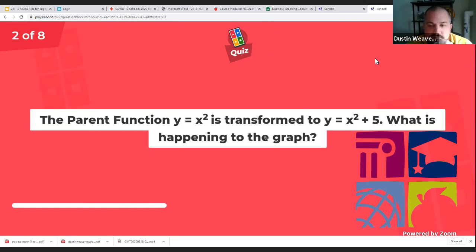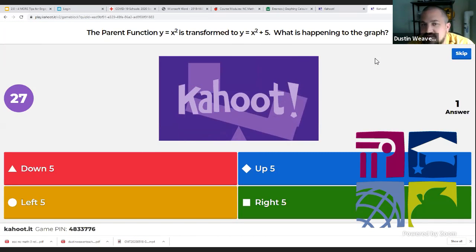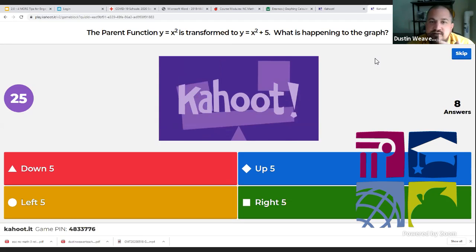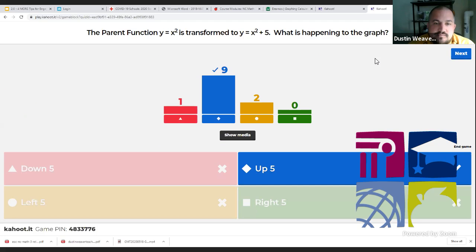Number 2. Now, remember, this is outside of the parentheses. So we're changing x squared to x squared plus 5, but the plus 5 is outside of the parentheses. Right, so because the plus 5 was outside of the parentheses, then we are adding 5. So remember, if we're adding outside of the parentheses, then it goes up 5. Remember, outside the parentheses is your up or down. And since you're going plus 5, you're going to go up 5.